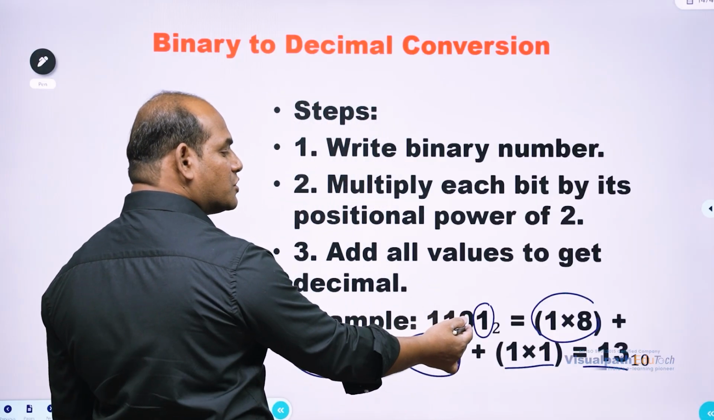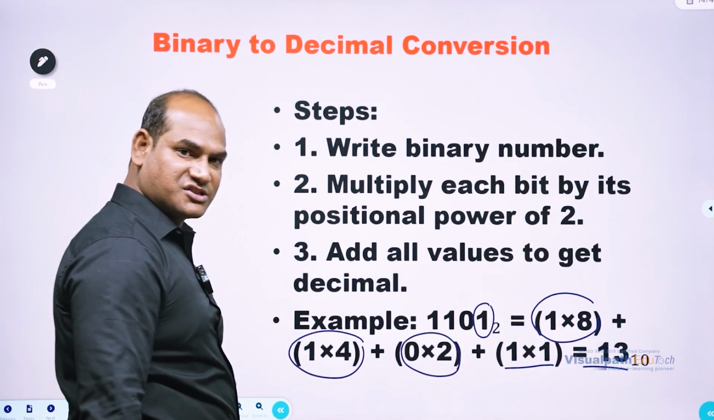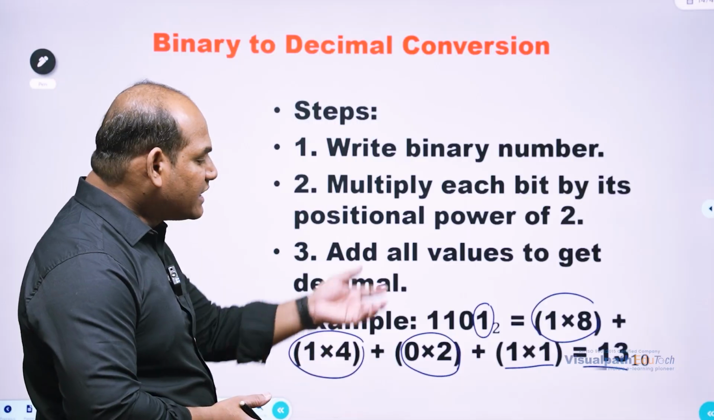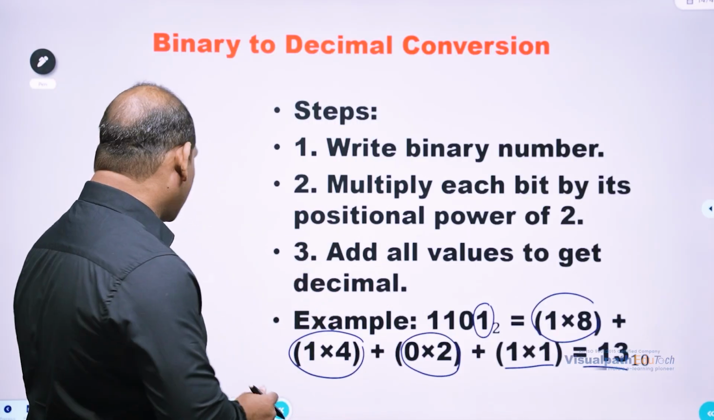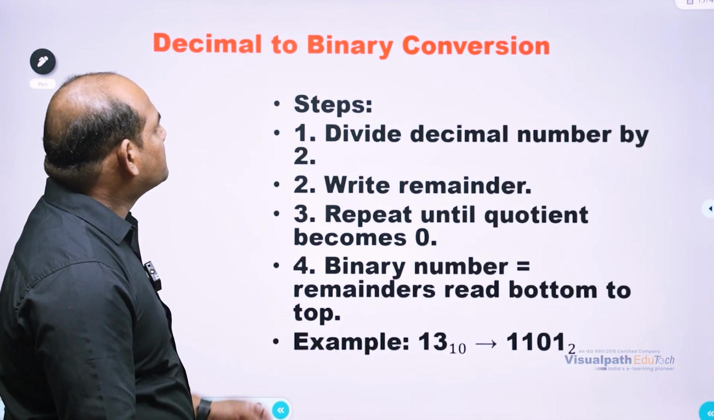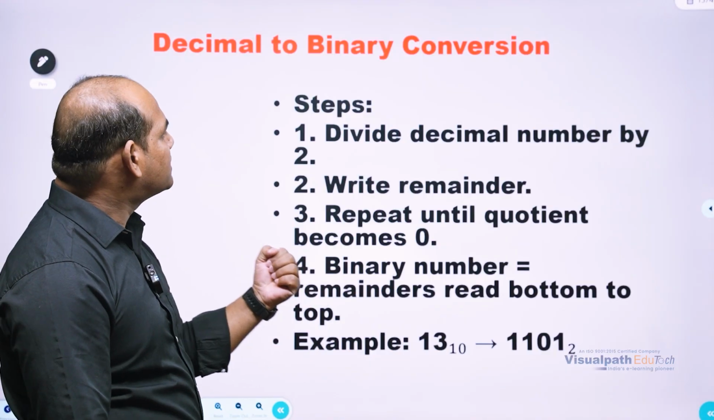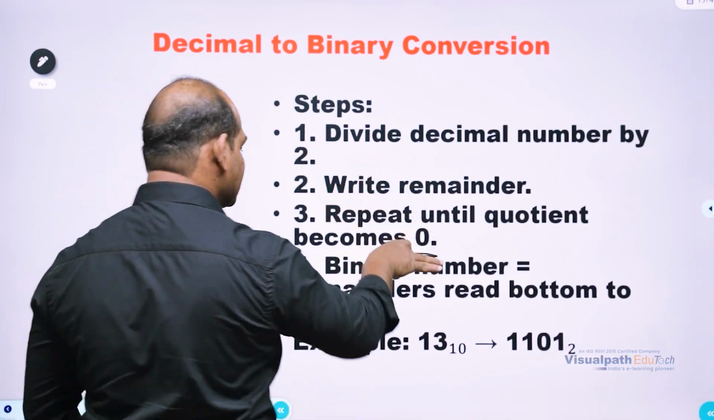That means 1101 is representing 13 in the decimal number system. So, this is the way of converting a given binary number into a decimal number. Now, decimal to binary. Now, it is the reverse case. First I will tell one example, then we will see the steps here.